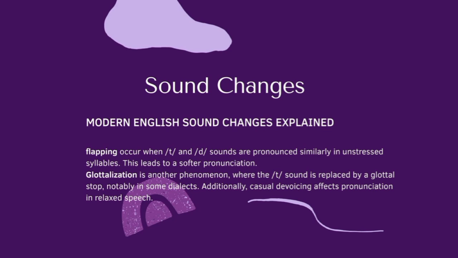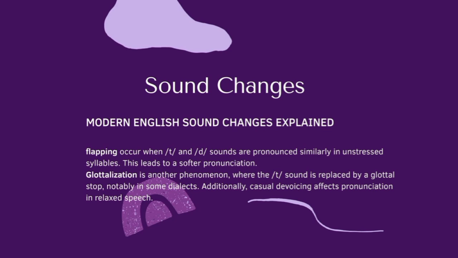Lastly, we have the types of sound changes. In linguistics, sound changes are really important because they help us understand how languages develop over time and how different pronunciation patterns appear. Two key processes are assimilation and devoicing. Assimilation happens when one sound becomes more similar to neighboring sounds. For example, in English, when we say input, many people pronounce it more like imput because the N changed to match the following P.